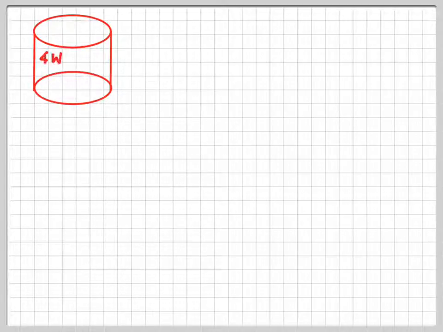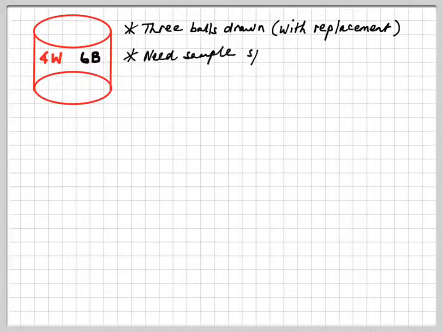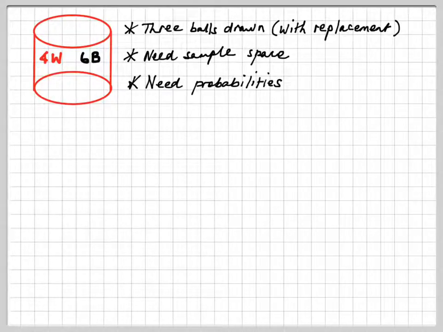Okay? Right, now we've got a jar, and the jar has 4 white and 6 black balls in it. What are we going to do with those balls? Well, we're going to draw 3 balls in a row with replacement. In other words, we're going to put them back each time we draw. Okay? Right, and we need the sample space, and we also need the probabilities associated with each of those events in the sample space, okay?